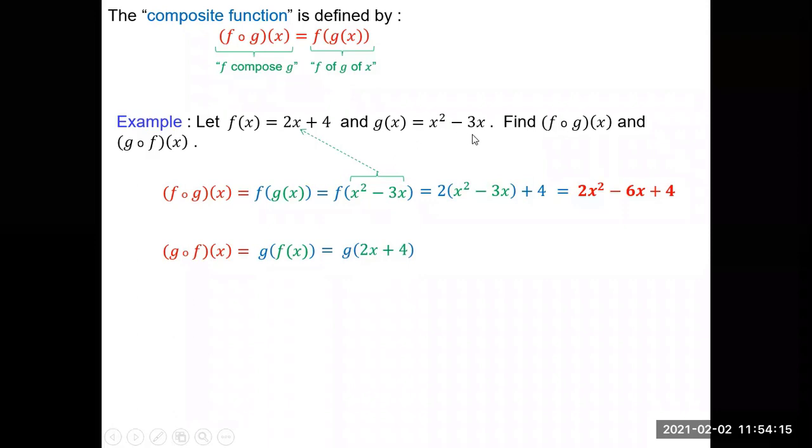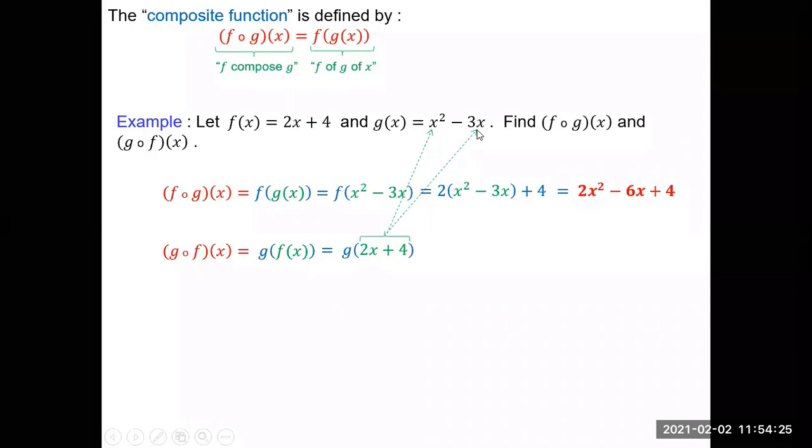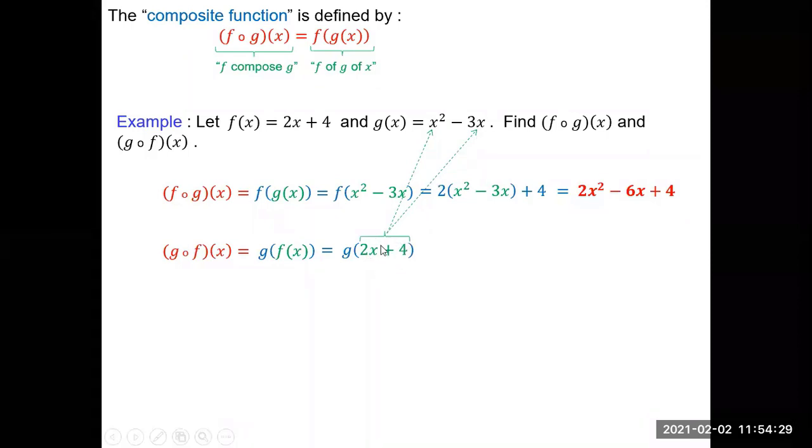G of x is x squared minus 3x, and because there are two different locations where the input of x is, I'm going to take 2x plus 4 and plug it into both inputs in the function named g. G of the input of 2x plus 4 means to take 2x plus 4 squared minus 3 times 2x plus 4. And now it's just a matter of expanding.